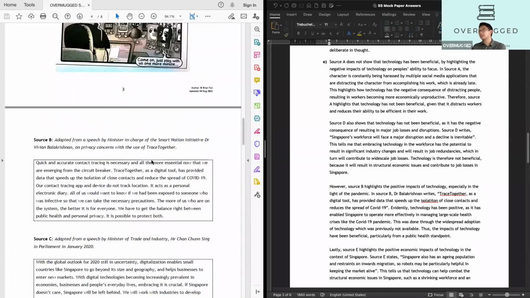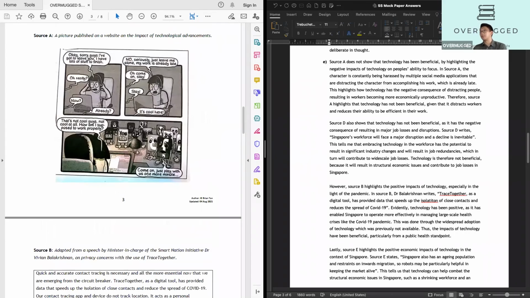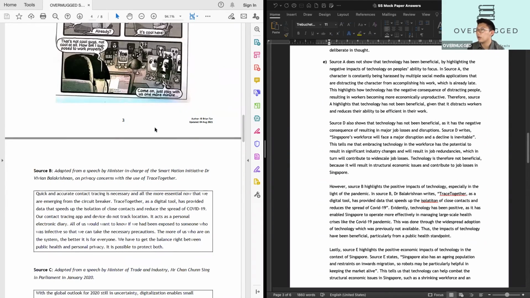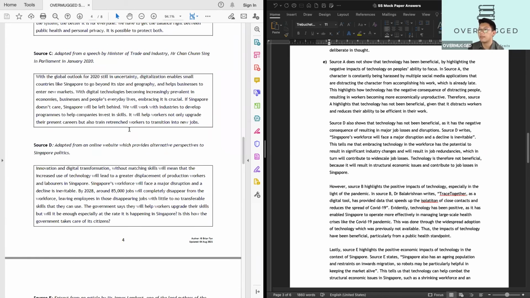So if we look at the sources itself, source A is quite self-explanatory. It shows that technology has not been beneficial because it has a negative impact on people's ability to focus. On sources that show that technology is not beneficial, source D also shows that it has not been beneficial because it has the negative consequences of resulting in major job losses and disruptions.